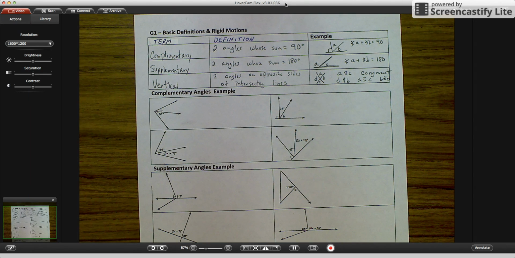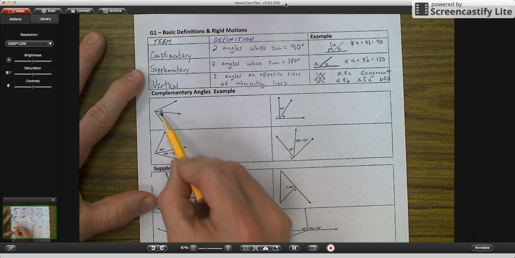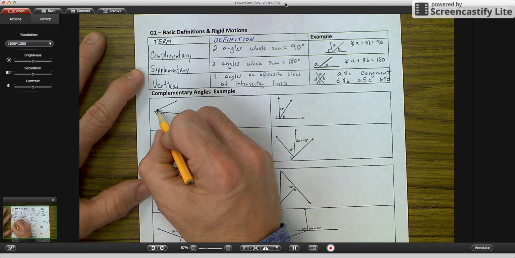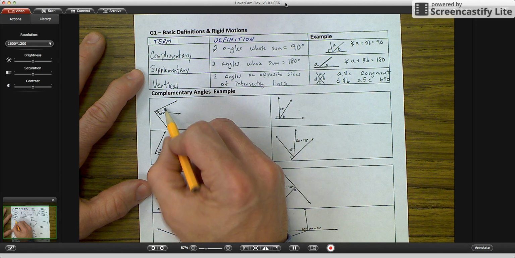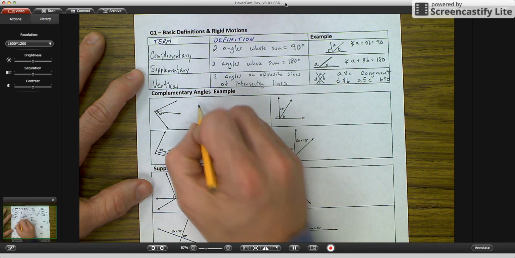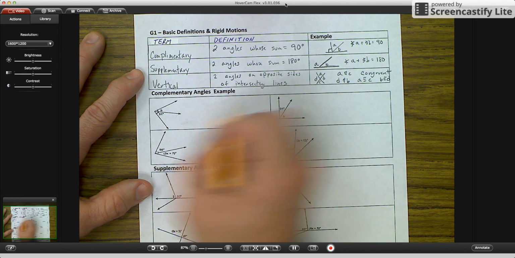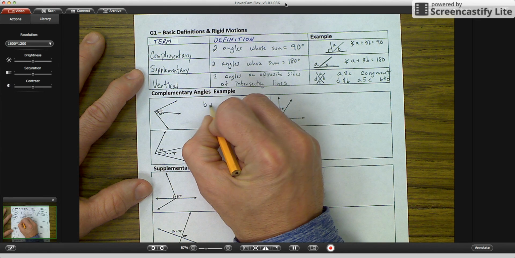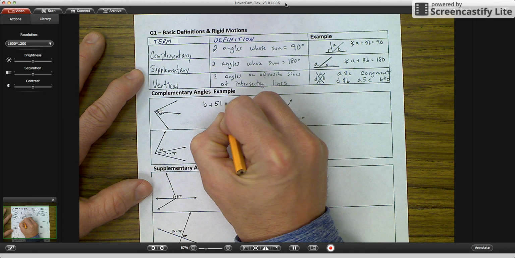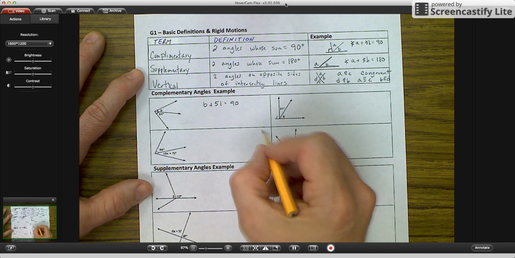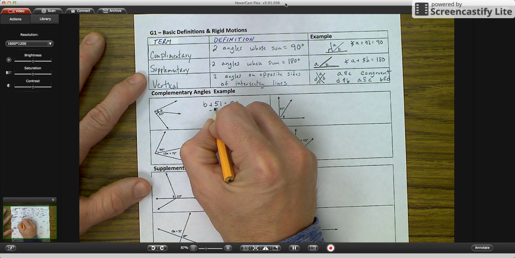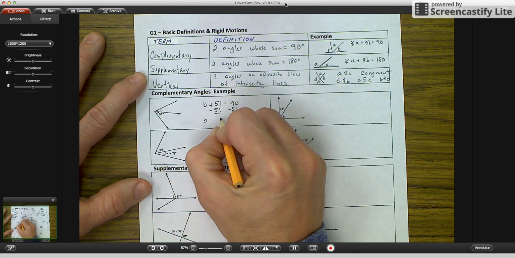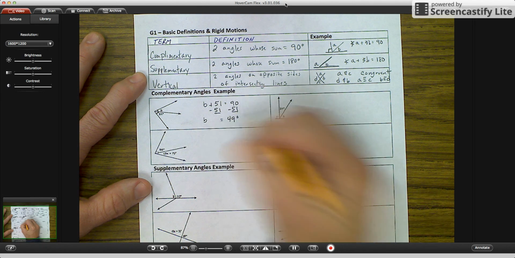Okay, let's go down to our first example. We have angle B, we have 51 degrees, and I notice right here that there's a right angle box. So two angles, they have to equal 90 degrees. So the equation that we're going to write, we realize 90 degrees, complementary. We're going to go our first angle plus our second angle is equal to 90. And then we're going to solve that equation. Minus 51 on both sides. And you get B is equal to 49 degrees.